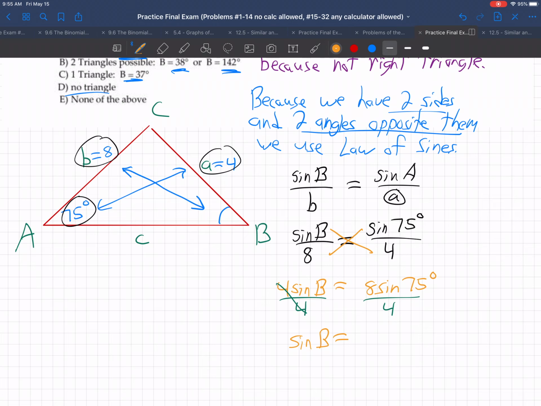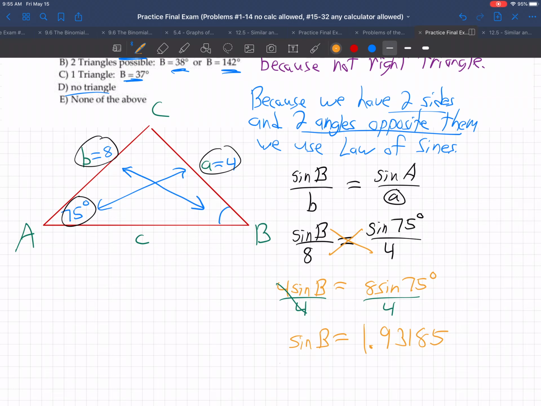Sine capital B. I'm going to use my calculator right now. Make sure you're in degree mode. Let me check my mode. Yeah, I'm in degree mode. And I'm getting 1.93185, and it goes on and on. That's good enough.